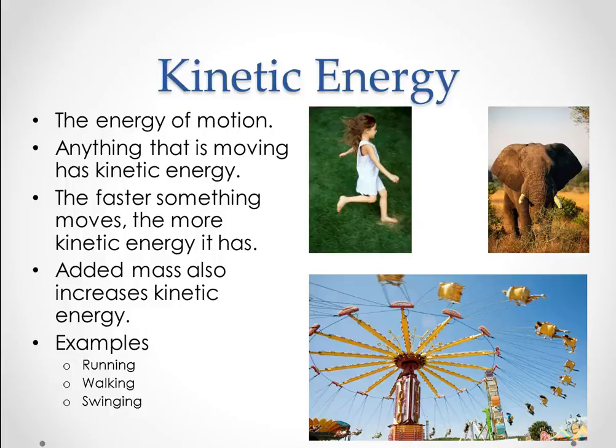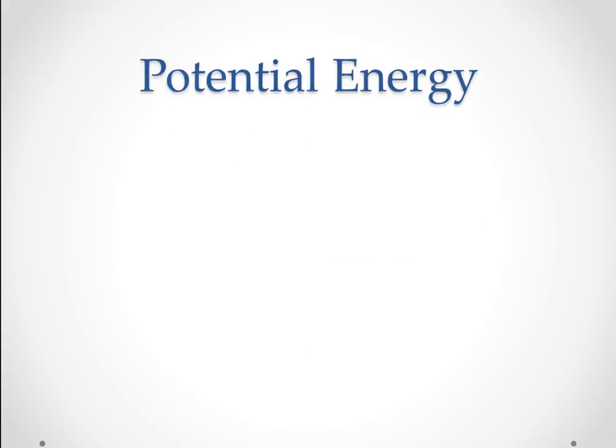These next two facts are very important to know. The faster something moves, the more kinetic energy it has. Something that has mass, that means it has a lot of matter. The bigger the something is, it also increases the amount of kinetic energy that is being used. Some examples would be running, walking, or as you see in the picture, swinging. All of those are using kinetic energy.